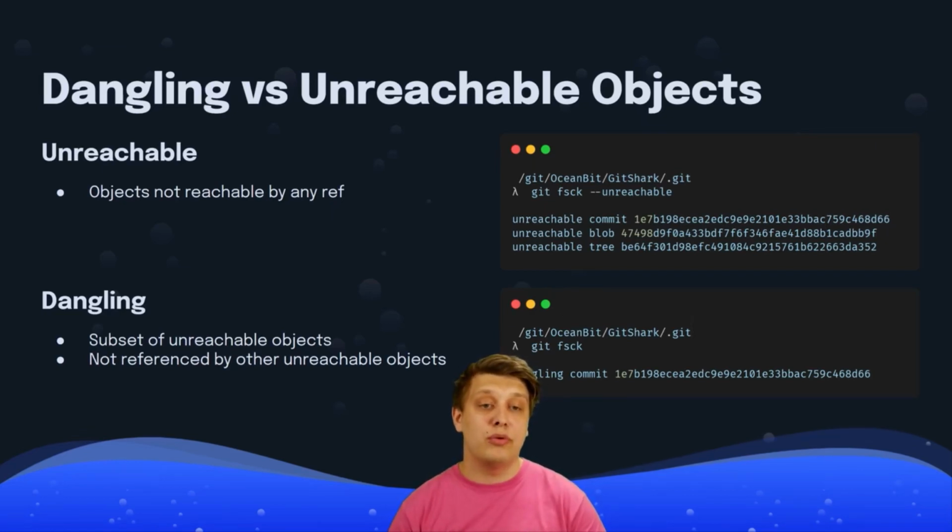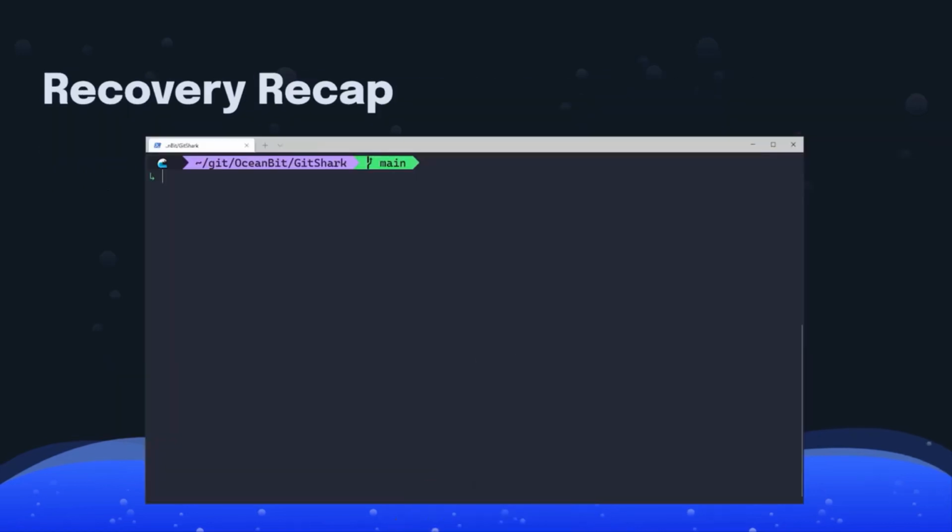So, for example, in the unreachable example, we have a commit, blob, and tree. However, the tree references the blob and the commit references the tree. Because of this, when we don't use the unreachable flag with git fsck, it only shows us the commit is dangling, as that is the only dangling object. Let's do a quick review of what we've learned in the last few slides.